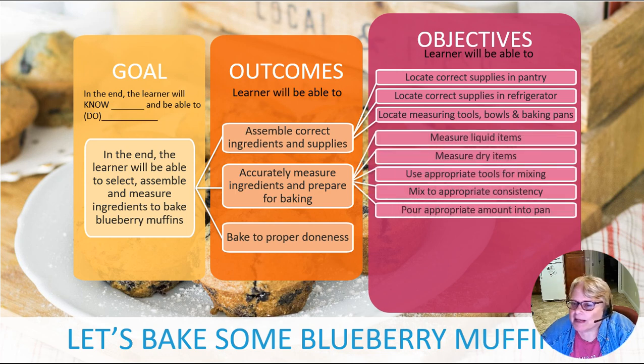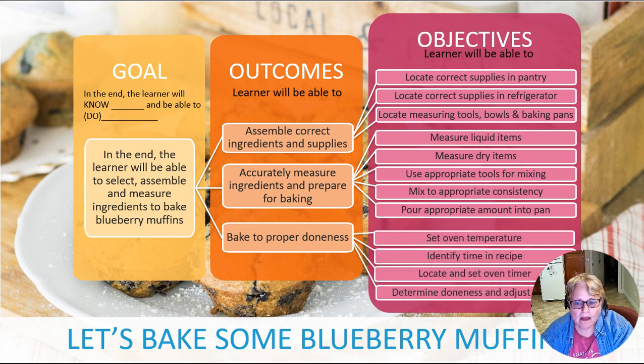They're going to be able to measure the liquid items, measure the dry items, use the appropriate tool for mixing, mix it to appropriate consistency, and pour the amount into the pan. All right, well, yeah, that's doable. And then our bake to proper doneness, I need them to be able to set the oven temperature. I need them to identify time in the recipe. I need them to locate and set the oven timer. And I need to determine doneness.